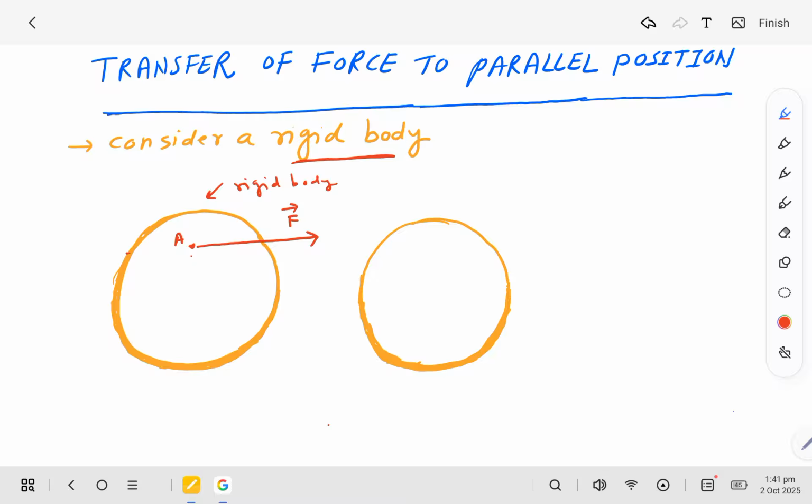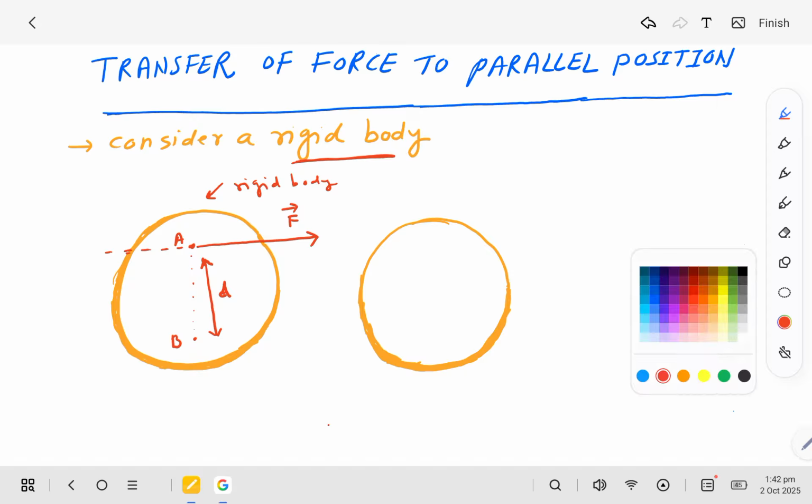And we consider another point B here on this body, which is at distance D away from point A, or we can say that the perpendicular distance from point A to point B is D.